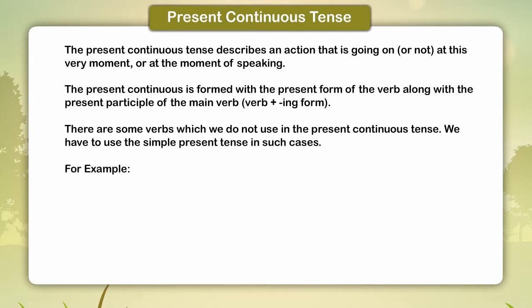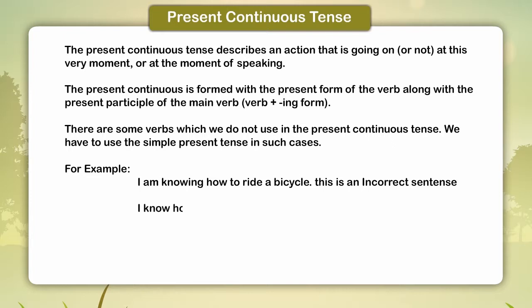For example, I am knowing how to ride a bicycle. This is an incorrect sentence. I know how to ride a bicycle. This is a correct sentence.